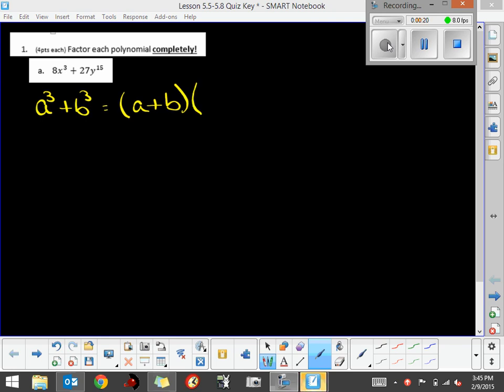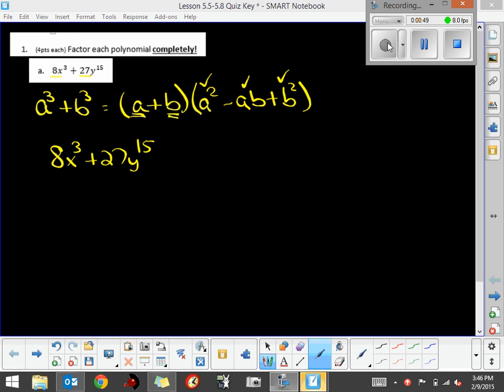Then we multiply it times the first thing squared, minus the first thing times the second thing, plus the second thing squared. I'm just using the language of, here's my first thing, there's my second thing. First thing squared, the first thing times the second thing, and the second thing squared. The first thing and the second thing are derived by taking the cube roots of your values here and here, your 8x cubed and your 27y to the 15th.